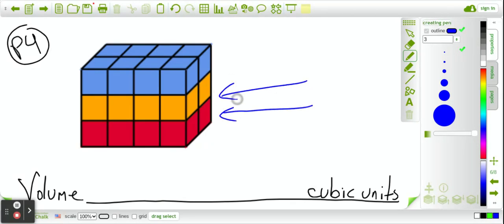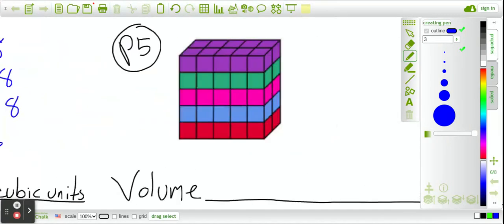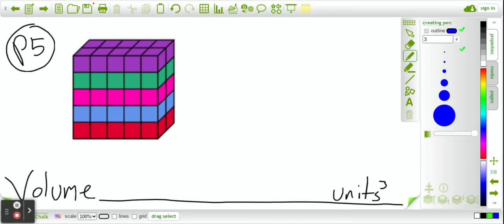Moving along to number 4. Pause the video and determine the volume of this solid figure. All right, I can see the layers nice and neat because they are color-coded. So if I can determine one layer, 1, 2, 3, 4, 5, 6, 7, 8, then I know the other layers have 8 also. So 8 plus 8 plus 8, or 8 times 3, would give me 24 cubic units for the volume. This shape takes 24 cubic units of space.